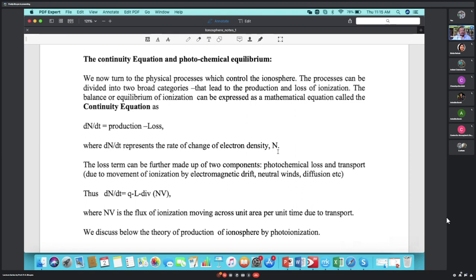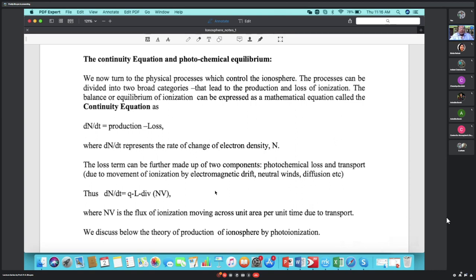Capital N. Normally you will see in other books also, in literature also, that electron density is denoted by N, sometimes a lowercase n or sometimes an uppercase N, okay? Now, this loss term, I had mentioned, and maybe you are familiar, that this loss term is not only a simple loss. It has two types of components.